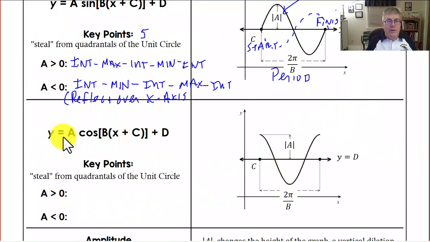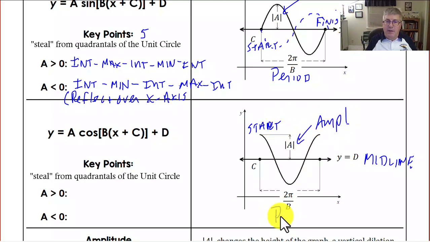And then our cosine function, y equals a cosine of b times the quantity x plus c, all plus d. And again, we have the same kind of thing where the plus d is going to be our midline. We're going to have a start. Our amplitude is a. Our period is still 2 pi over b. And we have our start here at c and our finish here, and we go through one cycle. And again, we're going to steal our key points from the quadrantals on the unit circle.